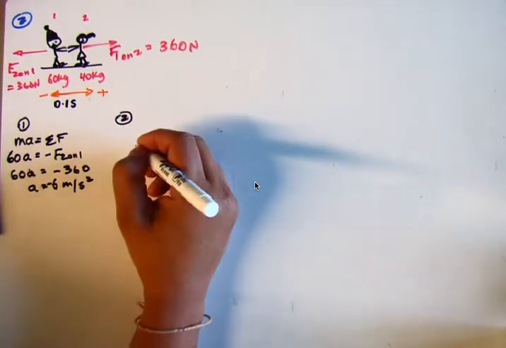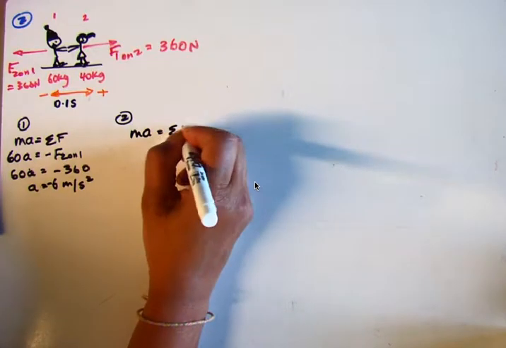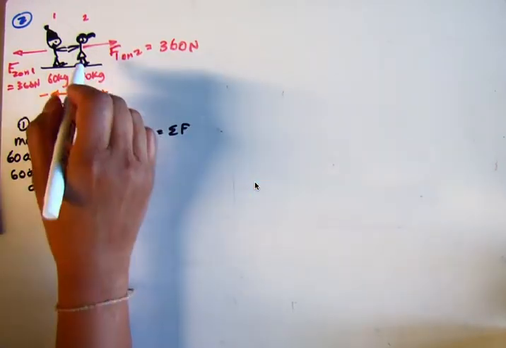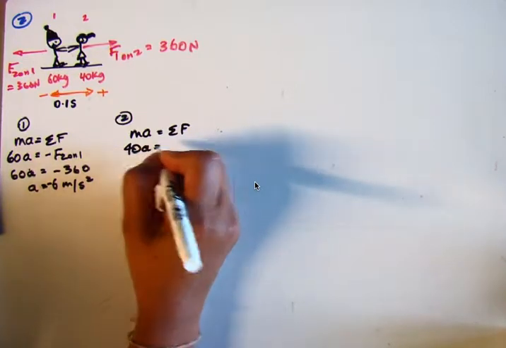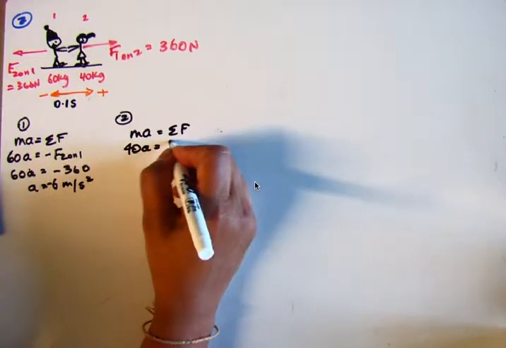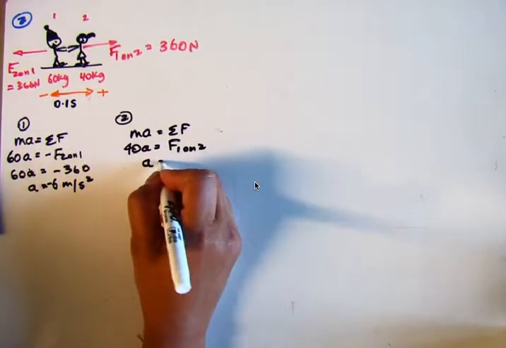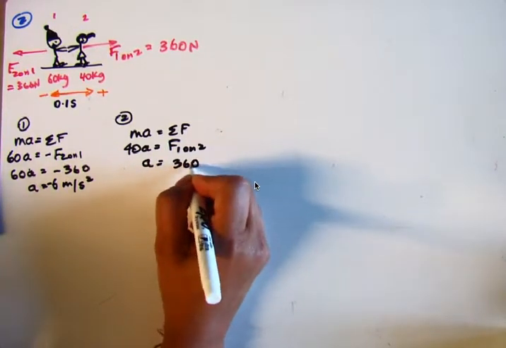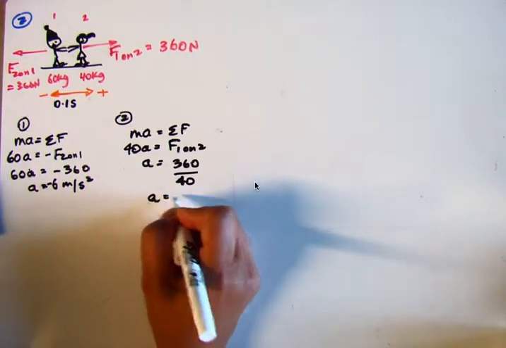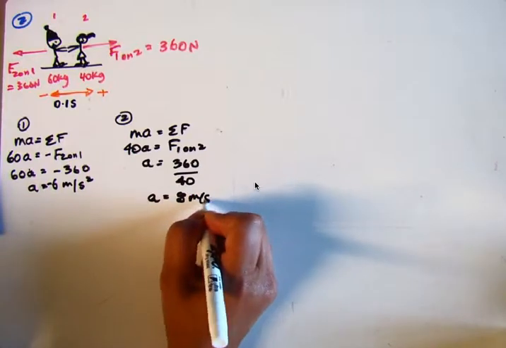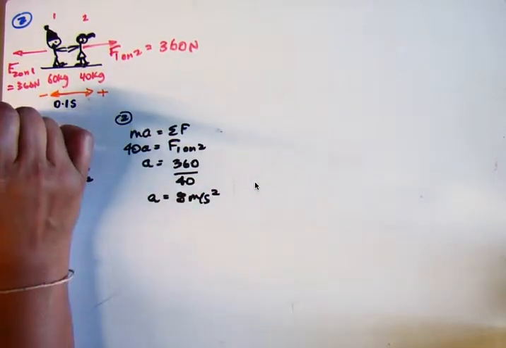For the other girl, it's the same setup, but now we're looking at her free body diagram. So now it's not 60a, it's 40a equals F of 1 on 2, and it's in the positive direction. So a equals 360 divided by 40 this time, and a equals 9 meters per second squared. So this is the answer to part A. What is each girl's acceleration?